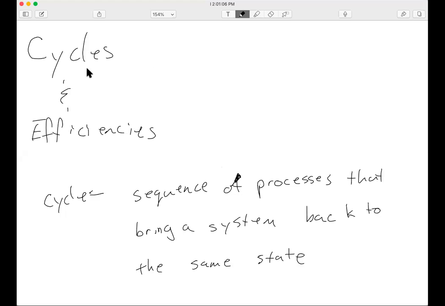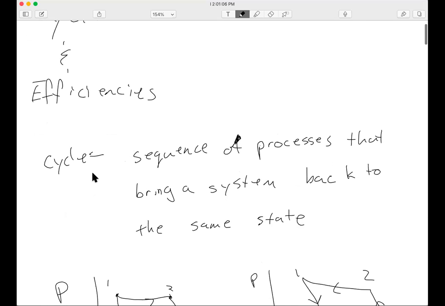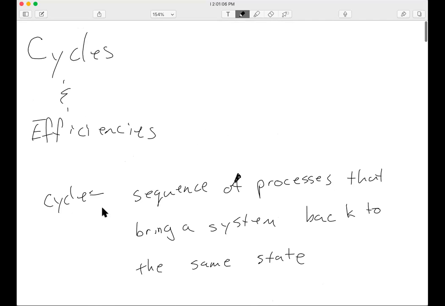So in this video, I want to talk about cycles, thermodynamic cycles, and their efficiencies. Now I'm using that kind of loosely. It turns out some cycles don't have an efficiency. They have something else called a coefficient of performance, but some way of rating how good a cycle is. So first off, what is a cycle? I'm not talking about motorcycles. A cycle is a sequence of processes that bring a system back to the same or initial state.